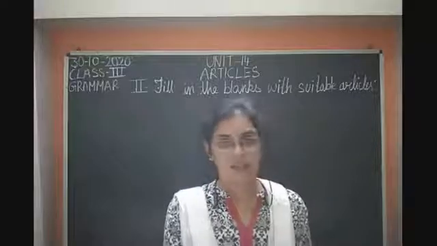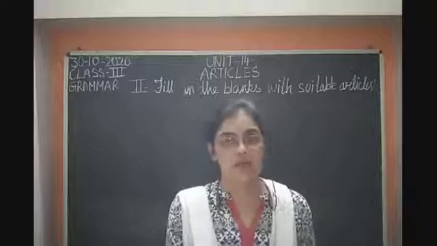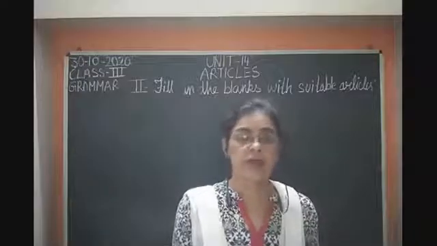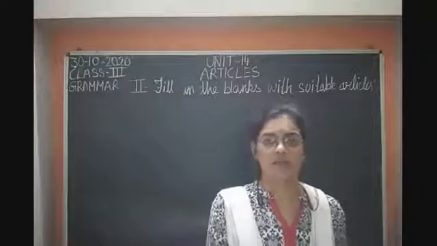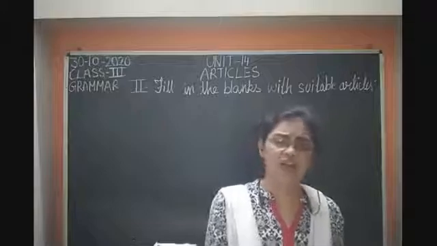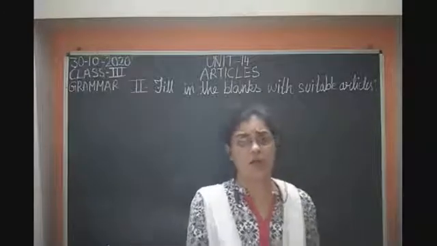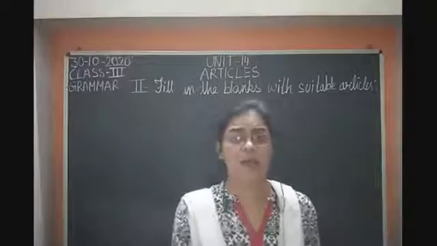Seventh one. The sun rises in the east and sets in the west. Now, in the seventh fill in the blank, in all the 3 blanks, the will come, because sun is a unique thing. So, before all the unique things like sun, moon, sky, stars, we use the. So, the sun rises in the east and sets in the west.